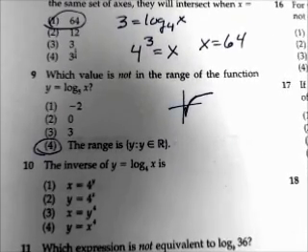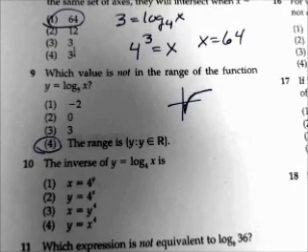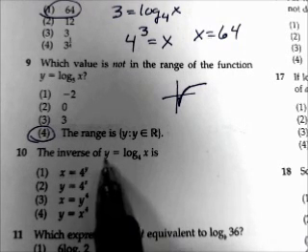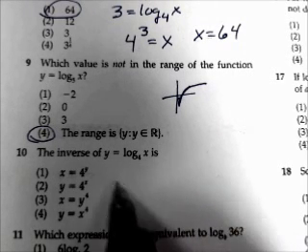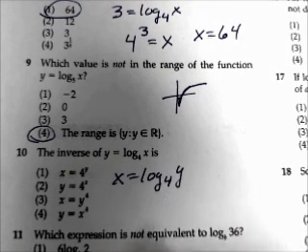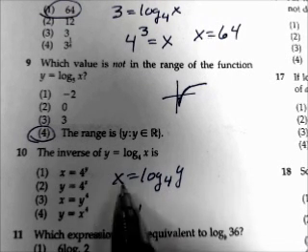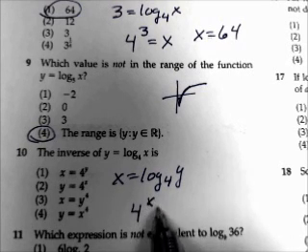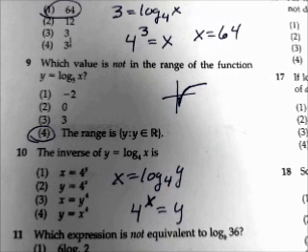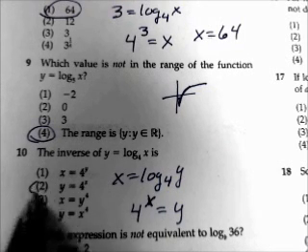Number 10, the inverse of y equals log base 4 of x is, all right, let's go through the steps. Switch x and y. So x is equal to log base 4 of y, and now solve for y. Base 4 to exponent x is equal to y. So y equals 4 to the x, option 2.